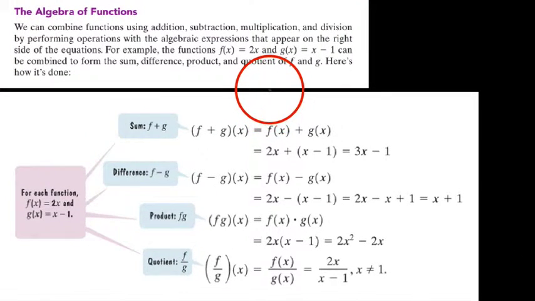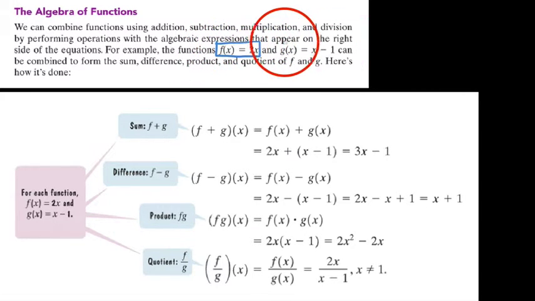Hey YouTube, in this video we're going to be introducing the concept of the algebra of functions. Essentially, this is the same thing as the algebra of real numbers, except for dealing with functions as its elements. So let's say, for instance, here we have two functions, f of x, and we'll say f of x is equal to 2x.